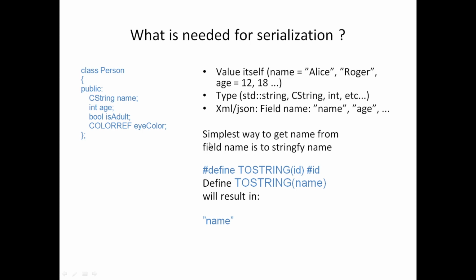The simplest way to get the name from the field name is basically to try to stringify it. That can be done using a C++ define. You define some ID, and then if you pass the name through to string, you get it as plain text.